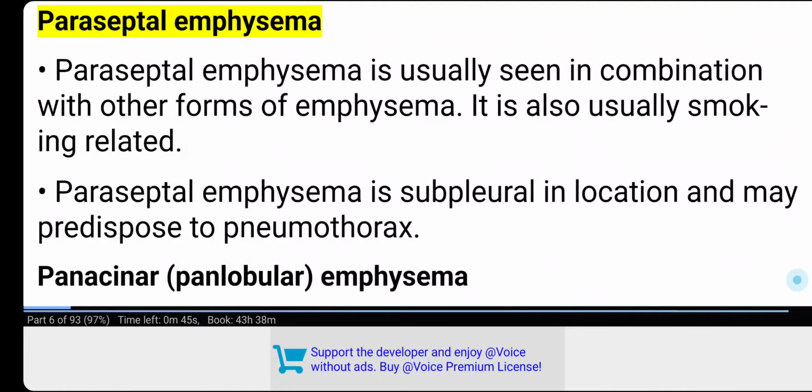Paraseptal emphysema. Paraseptal emphysema is usually seen in combination with other forms of emphysema. It is also usually smoking-related. Paraseptal emphysema is subpleural in location and may predispose to pneumothorax.